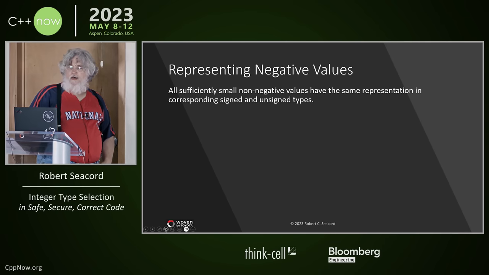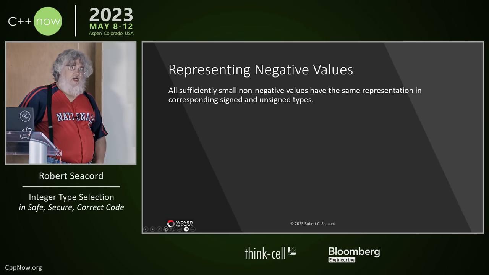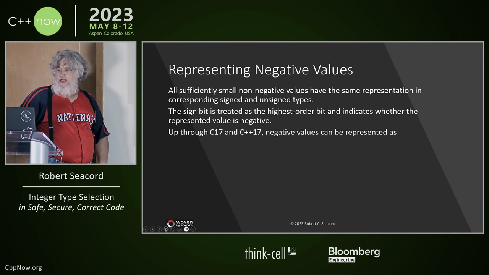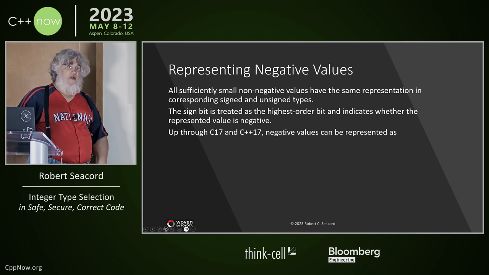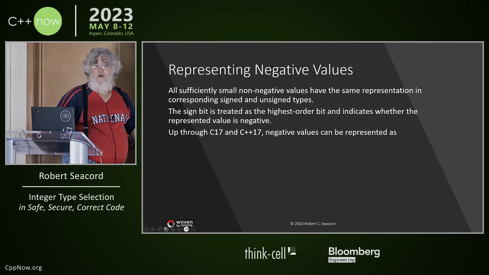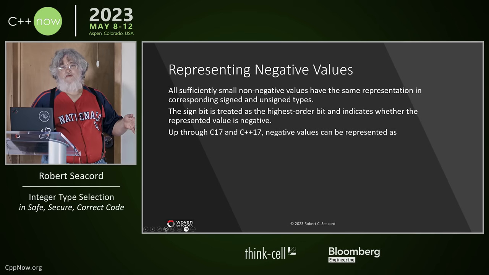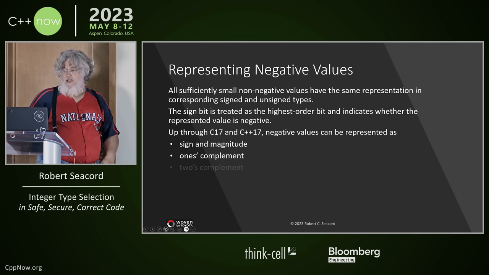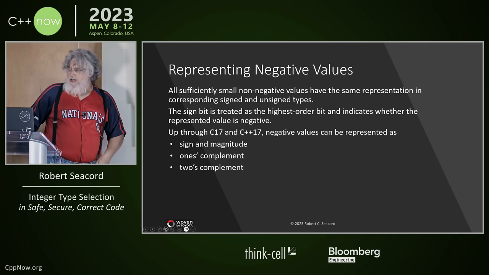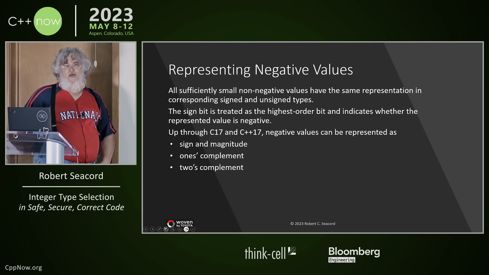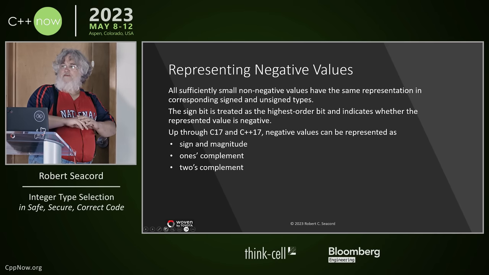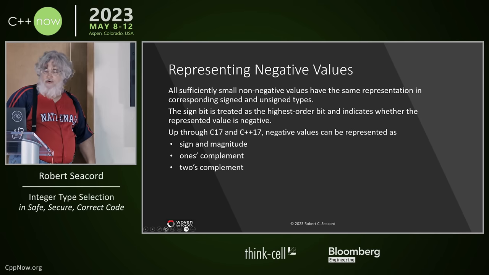So all sufficiently small non-negative values have the same representation in the signed and unsigned types. The sign bit is the highest order bit and indicates whether the value is negative. As I was saying, up through C17, which is the current C standard, and we're currently in comments for C23, so C23 hopefully will be out later this year. Up through C17 and C++17, negative values can be represented as sign and magnitude, one's complement, and two's complement. Every once in a while I see a paper arguing that one's complement is better. And it's not a horrible argument, right? There's some basis for arguing it's better, but it's sort of becoming a thing of the past now.